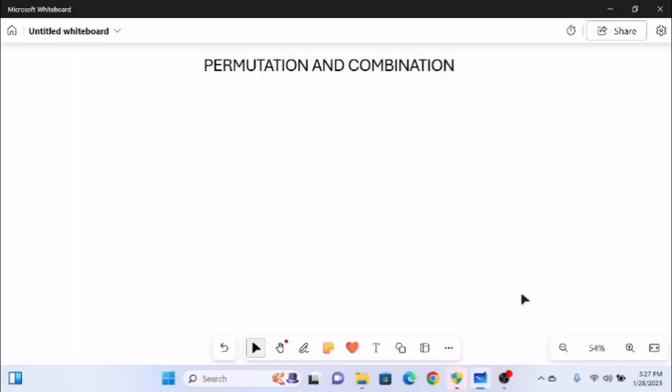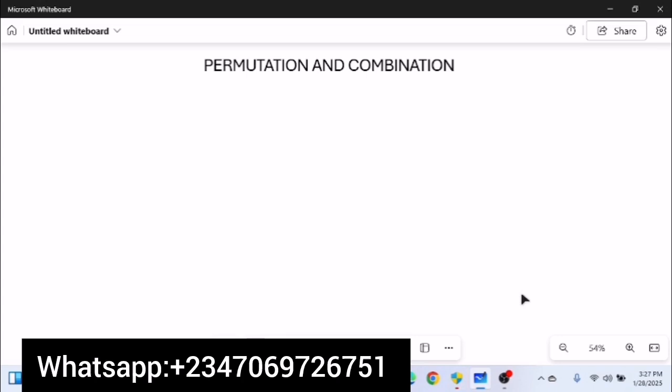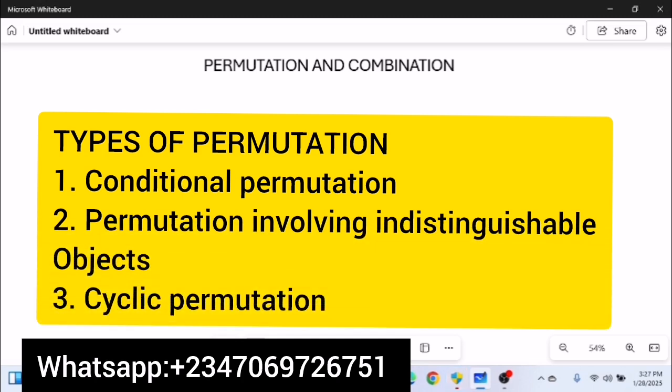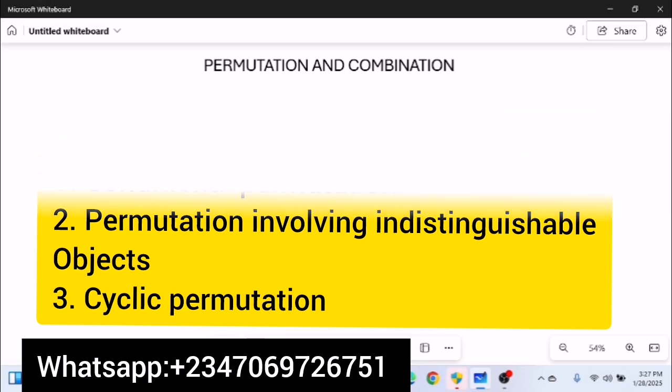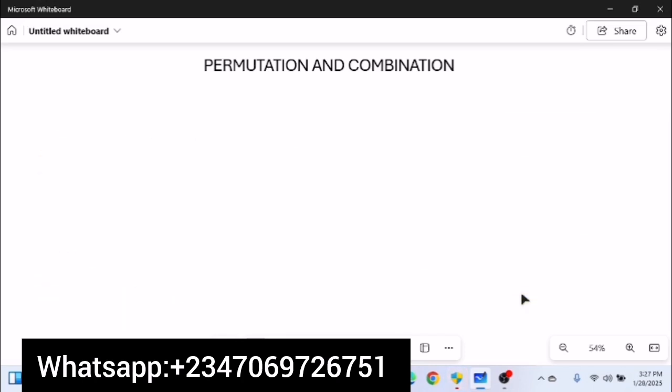So in the previous video, we introduced permutation and combination. We specifically looked into permutation and the different types of permutation, such as conditional permutation, permutation involving indistinguishable objects, and cyclic permutations, and we solved numerous examples to explain the concept of permutation in that video. So I'll be leaving the link of that video in the description of this video so you can watch it for proper understanding. But in this video, we're going to be looking into combination particularly.